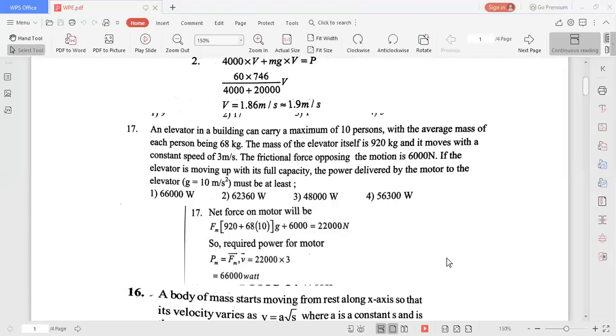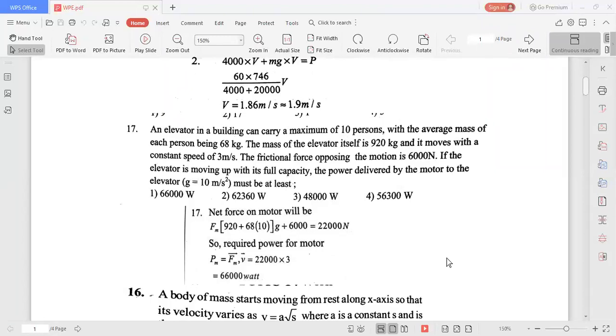It moves with a constant speed, V is equal to 3 meter per second. Constant speed is given. The friction force opposing the motion, F, is equal to 6,000 Newton, is given. If the elevator is moving up with this velocity, moving up with its full capacity, the power delivered is equal to the total force, the net force on the elevator, into the constant speed.